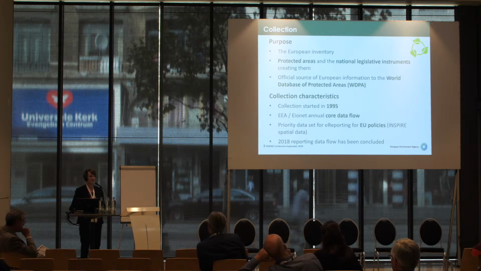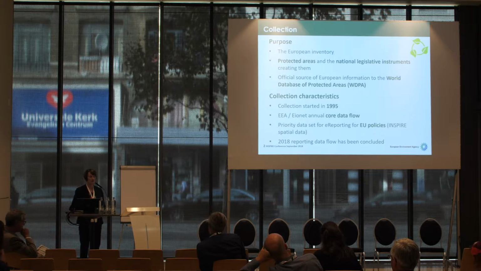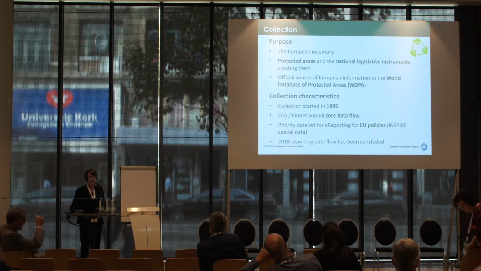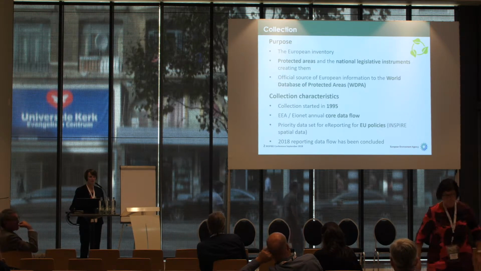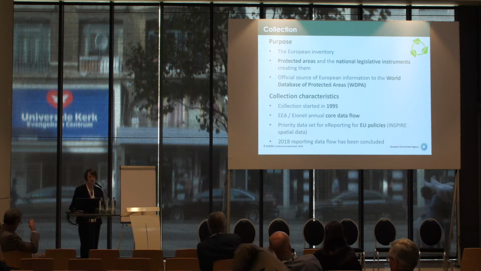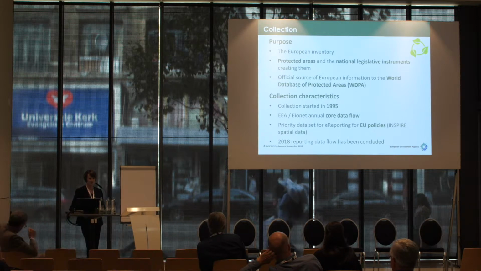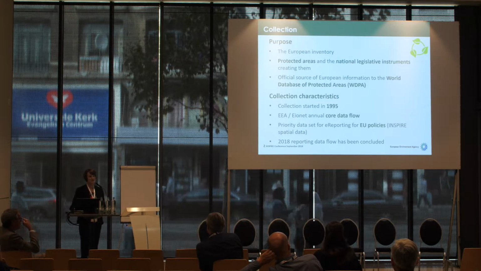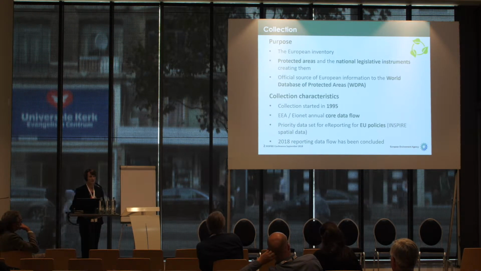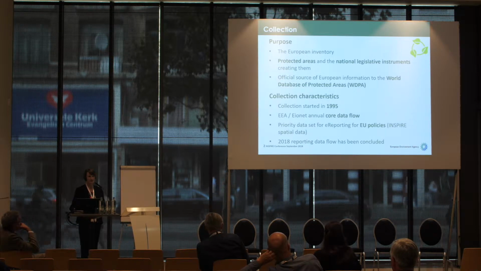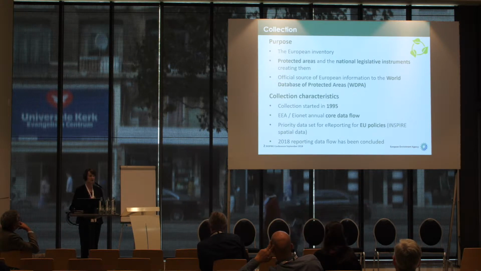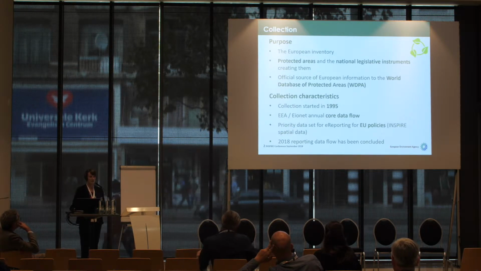But this data collection is actually very important, and it is the European inventory of the protected areas that are established under the national legal instruments, and it is used for the assessment of the European environmental policies, and also it is provided as an official source of European information to the whole database of protected areas. The collection started in 1995, and it is one of the core data flows within the European Environment Agency and the IONET network, and at the same time is included also in the list of the priority data sets for the e-reporting for the European Union environmental policies.